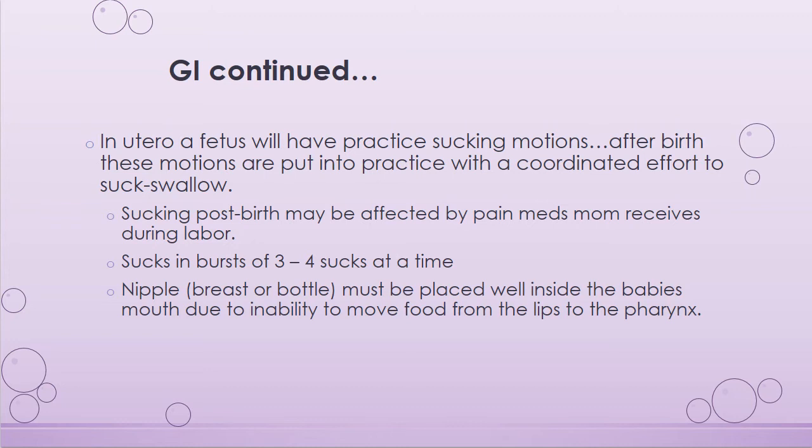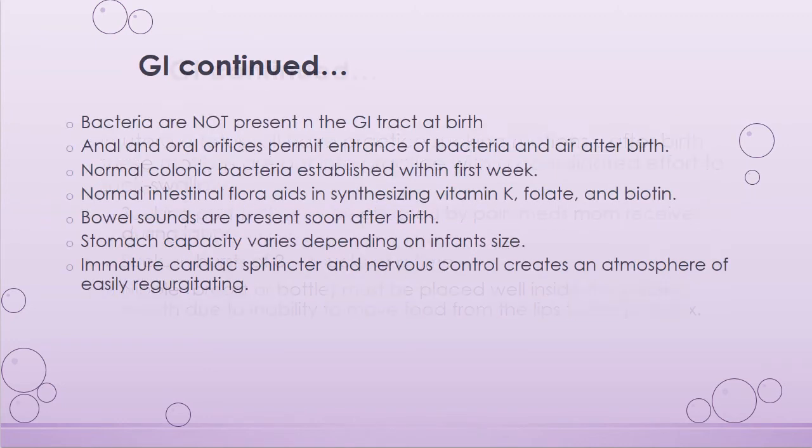Teeth can develop in utero, but typically are not erupted yet. However, occasionally a neonate will be born with one or more teeth. Bacteria, I've already talked about, are not present in the GI tract at birth. Anal and oral orifices permit entrance of bacteria and air after birth. Normal colonic bacteria is established within the first week. Normal intestinal flora aids in synthesizing vitamin K, folate, and biotin.